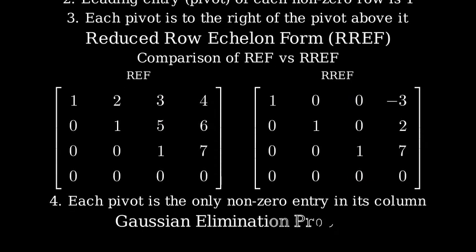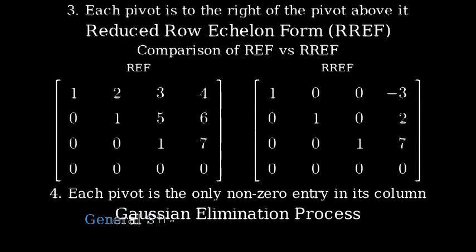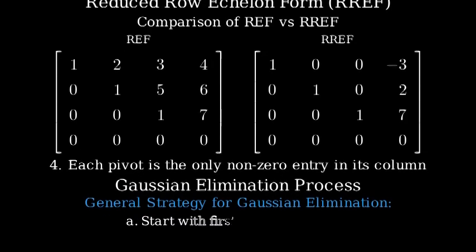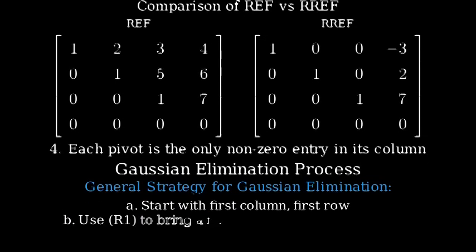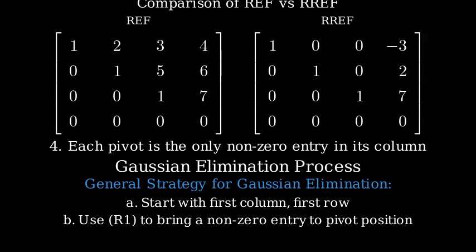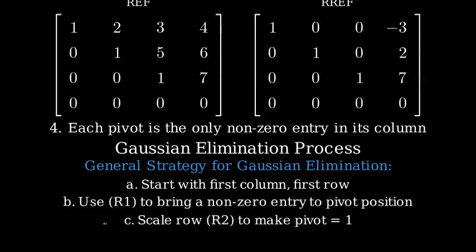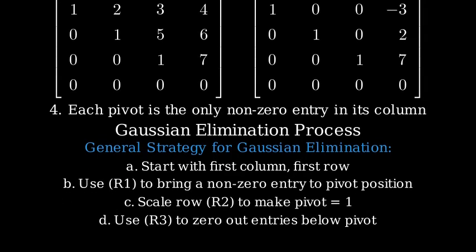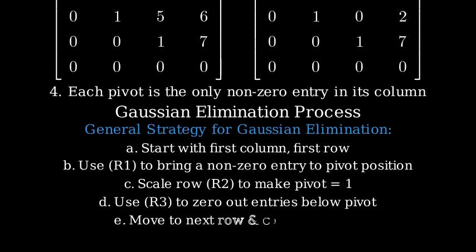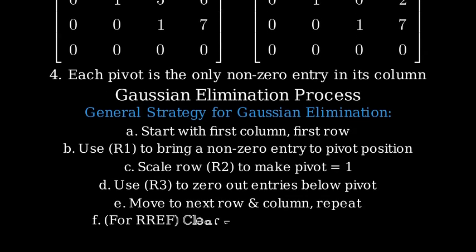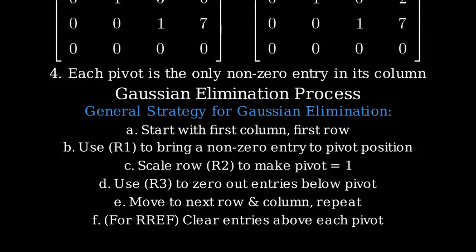Now, let's discuss the process of Gaussian elimination, which is the algorithm we use to transform a matrix into row echelon form. Here's the general strategy. We start with the first column and first row. If needed, we use row swapping to bring a non-zero entry to the pivot position. We scale that row so the pivot becomes 1. Then we use row addition to zero out all entries below the pivot. We move to the next row and column, and repeat until all pivots are placed. To reach reduced row echelon form, we then go backwards and clear entries above each pivot.